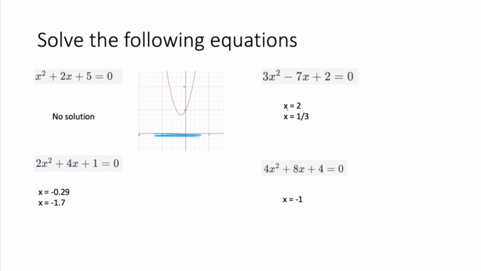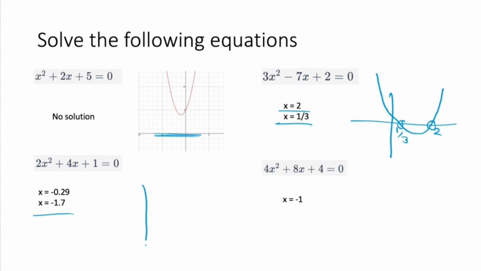Now for this one, there are two. Both are positive, so the x-intercepts would be on the positive side, 2 and 1/3. These two spots here. For this one, both x-intercepts are on the negative side. So if you draw the graph, it looks something like this. Minus 1.7 for this one, and minus 0.29. Those would be the two x-intercepts of the graph.